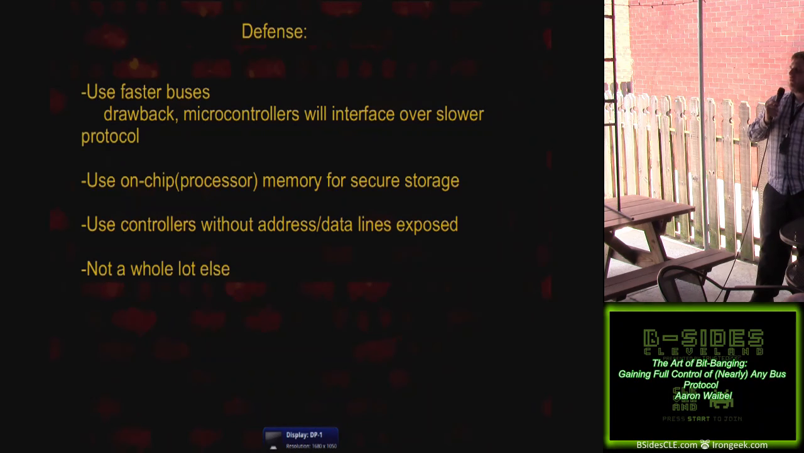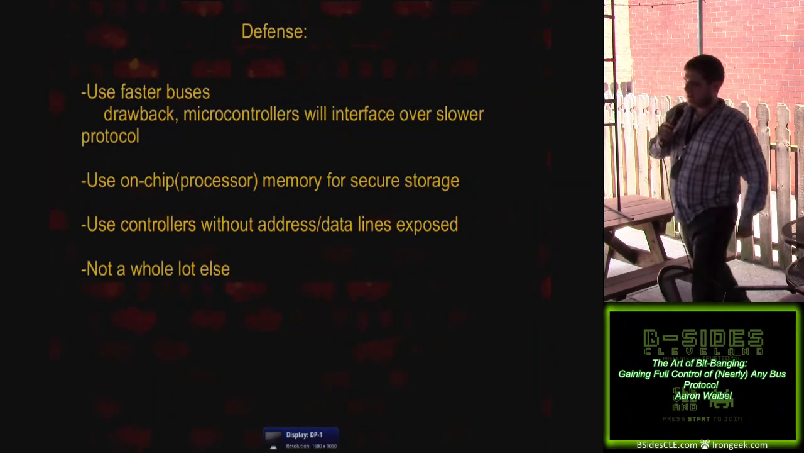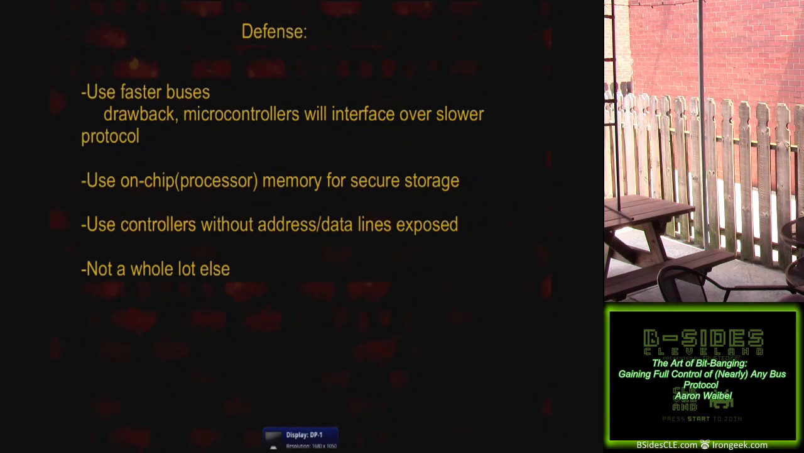If you use on-chip processors for memory, for all of your secure storage and keys and things, then you can't just dump the ROM very easily unless they have the data lines exposed. So if you use a controller without data lines, then they can't just dump your memory with bit banging. But other than that, there's not a whole lot else you can do to defend against these kinds of attacks except write your code well.